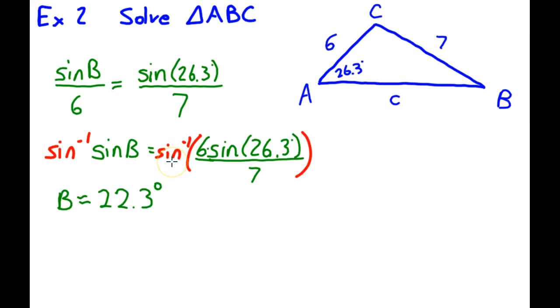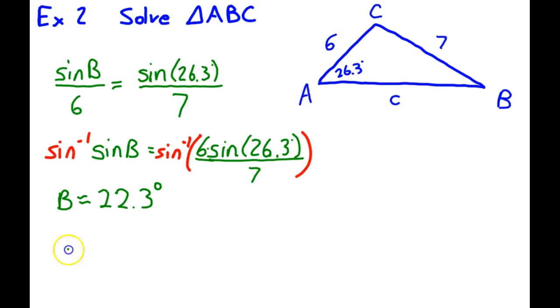If you use your calculator to type in the inverse sine of 6 times the sine of 26.3 degrees divided by 7, you get B to be approximately 22.3 degrees. So now we know the measure of angle A and the measure of angle B. To find the measure of angle C, we just have to take 180 minus 26.3 minus 22.3.